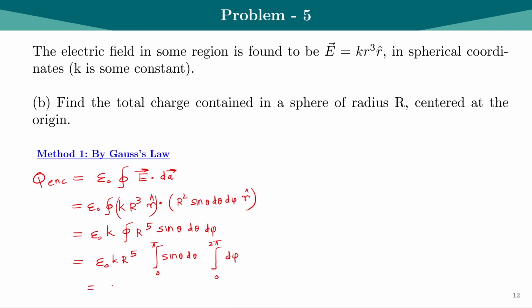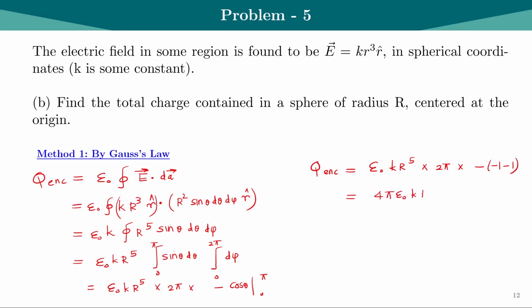So this is equal to epsilon 0 K R raised to 5 times 2 pi times negative cos theta from 0 to pi, or Q enclosed is equal to epsilon 0 K R raised to 5 times 2 pi times negative of negative 1 minus 1, which is equal to 4 pi epsilon 0 K R raised to 5.